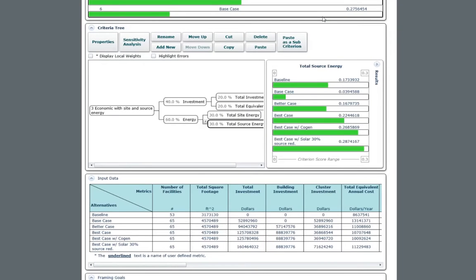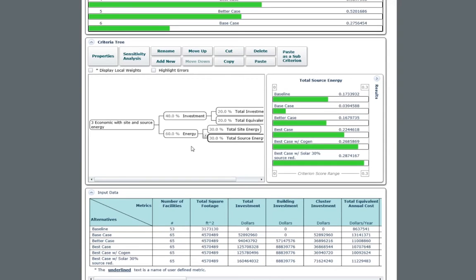Now when we go back to our criteria tree and we see our site energy piece, our total source energy piece, our base case score is one of the lowest, and our best scores are up here with our best case with cogen and our best case with our 30% source reduction. That's probably a pretty good case because we put in a 30% source reduction, and we achieved that, and we can see it did better than the best case with cogen, given this metric.